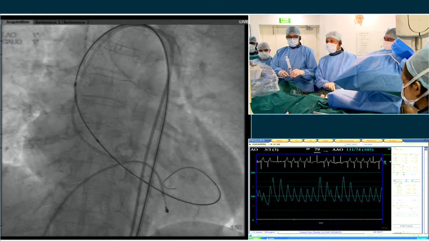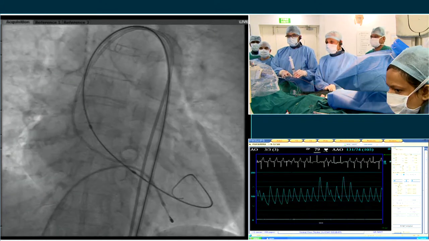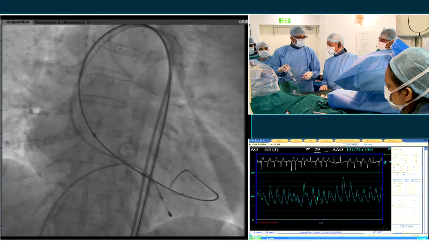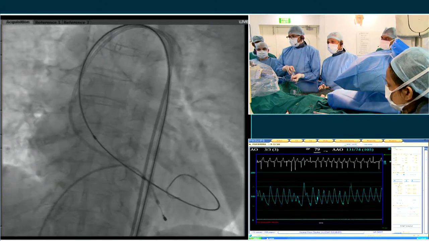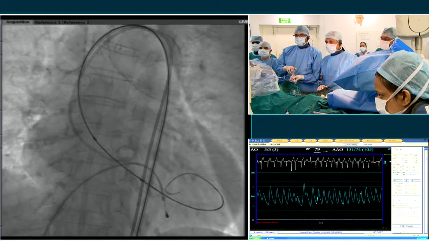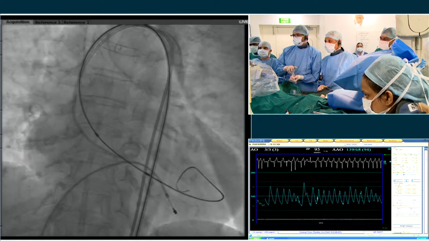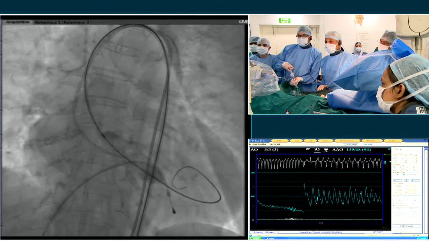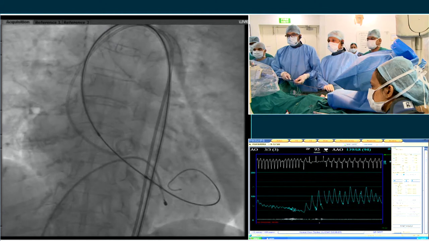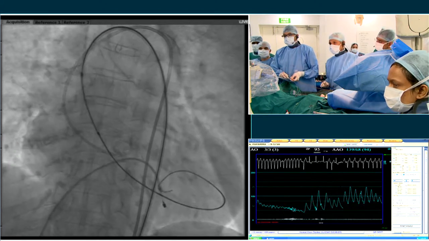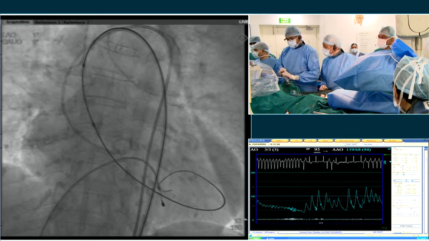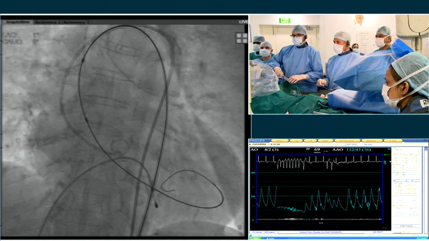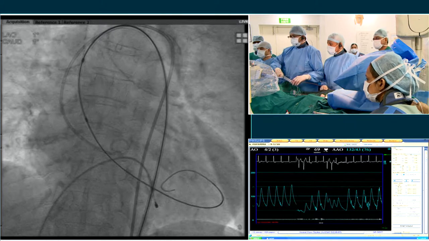Okay, go ahead, forward, cross. Okay, stop. Pacer on. 180? 180. Okay, going up. Pacer off? Off. Okay, good. Off fluoro. Can we store that, please? So you see there, the pressure has come back. Good. Can you play that, please?